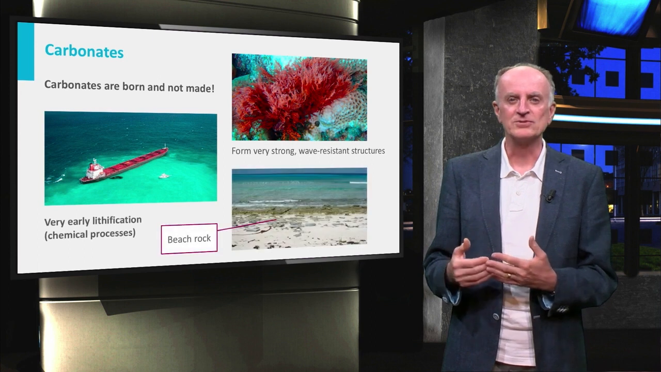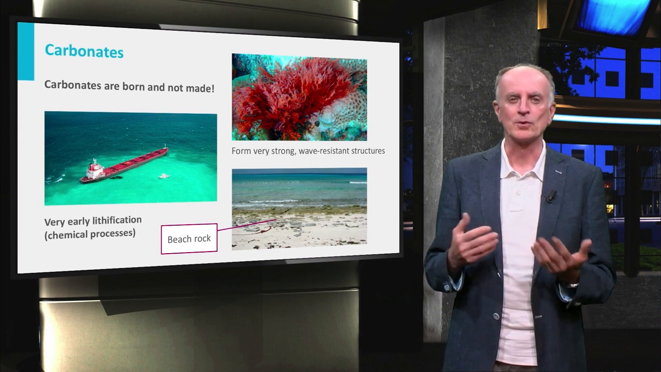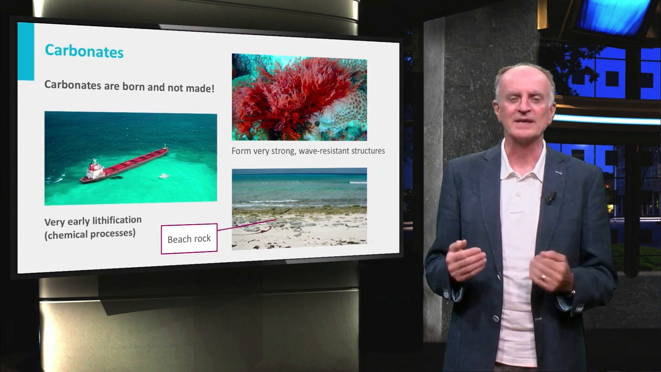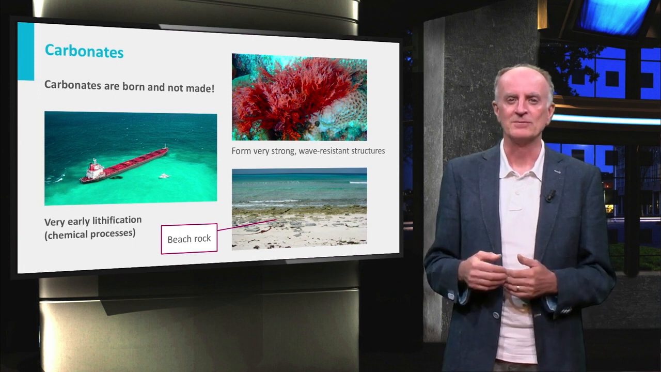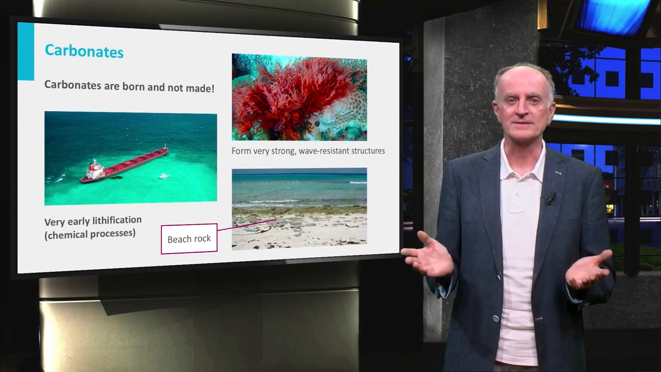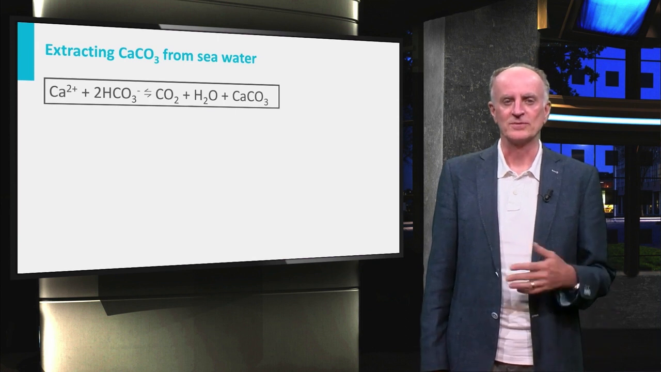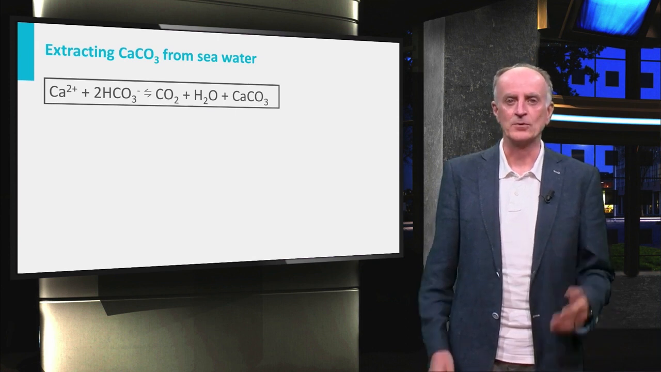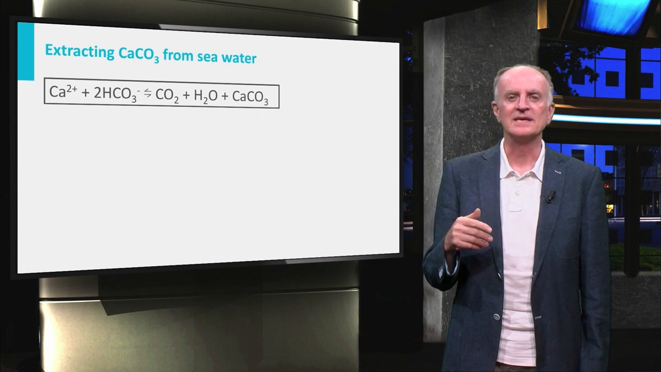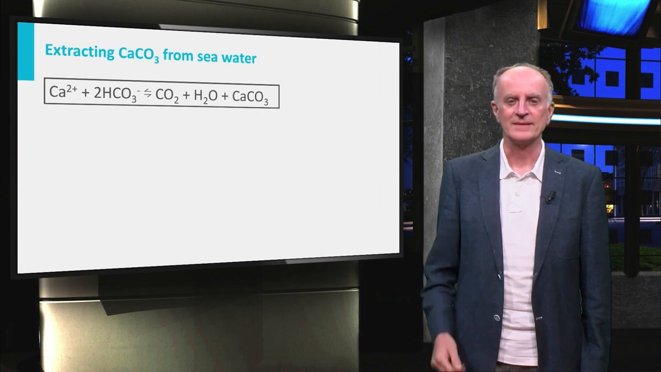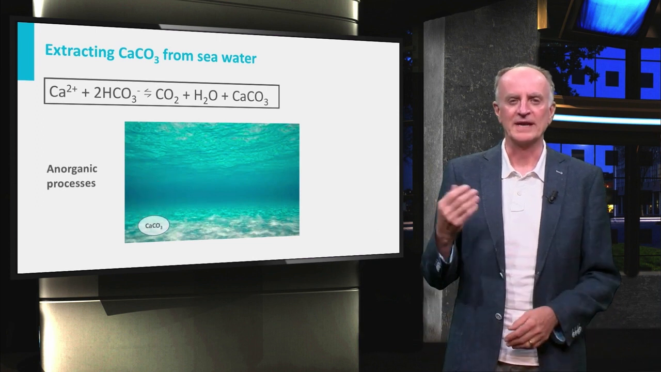Carbonates experience major changes starting soon after deposition. These changes, which we call early diagenesis, are much stronger than in terrigenous rocks. Think of beach rocks, such as the one you see in the picture, which have become fully solid within a few years. This is the fundamental equation controlling carbonate deposition. When HCO3 is added or CO2 extracted from the system, the reaction will shift to the right and CO3 will be produced. Calcium carbonate can be extracted from seawater by inorganic or by organic processes.